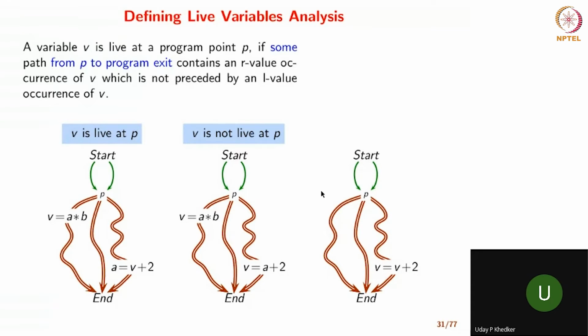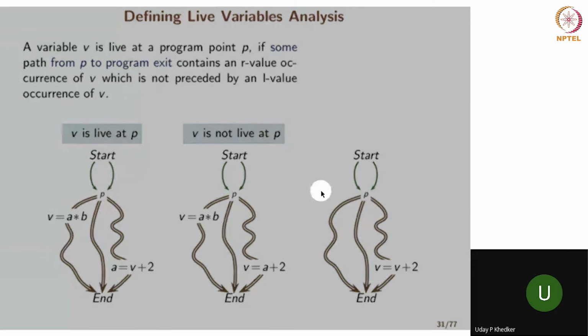In this example, this is a more interesting example. We have both an L value occurrence and an R value occurrence along a path. Would someone like to say whether this is live, variable V is live at P?